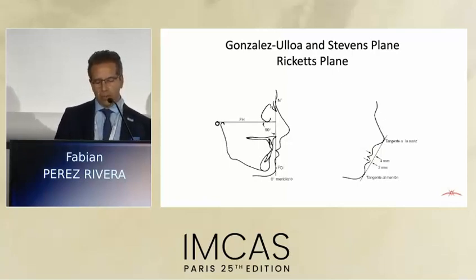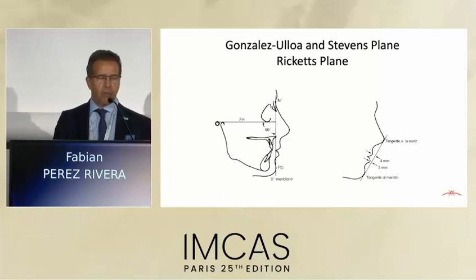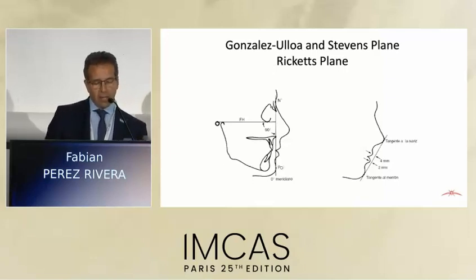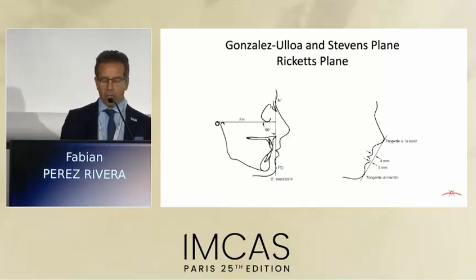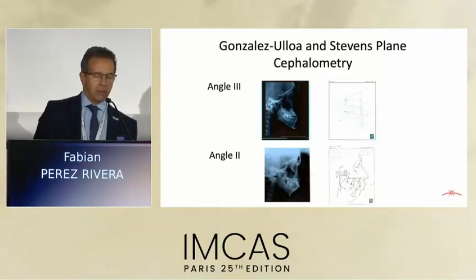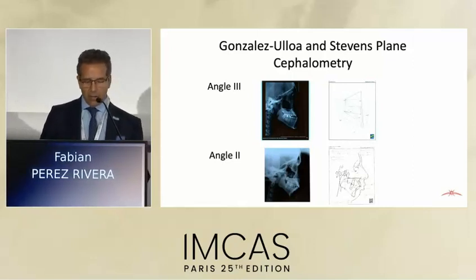Thinking always in these two planes, Gonzalo Ulloa and Steiner plane and wicked planes. The first one you need to obtain by cephalometry or X-ray, and it gives you the real position or the balance between the mandibular and the maxillar bones. And the other one, the wicked plane, gives you the position and the relation between the soft tissues, the tip of the nose and the chin.